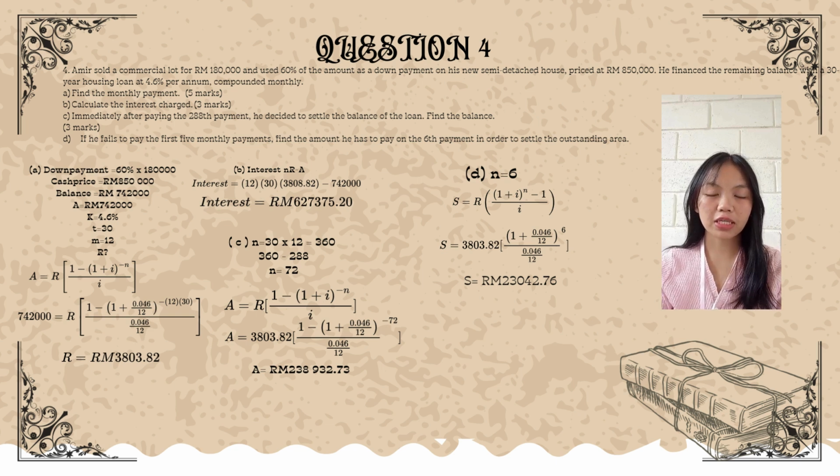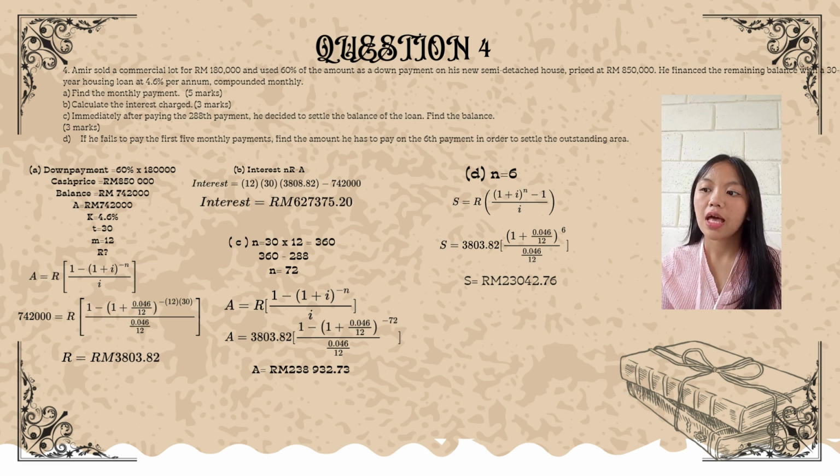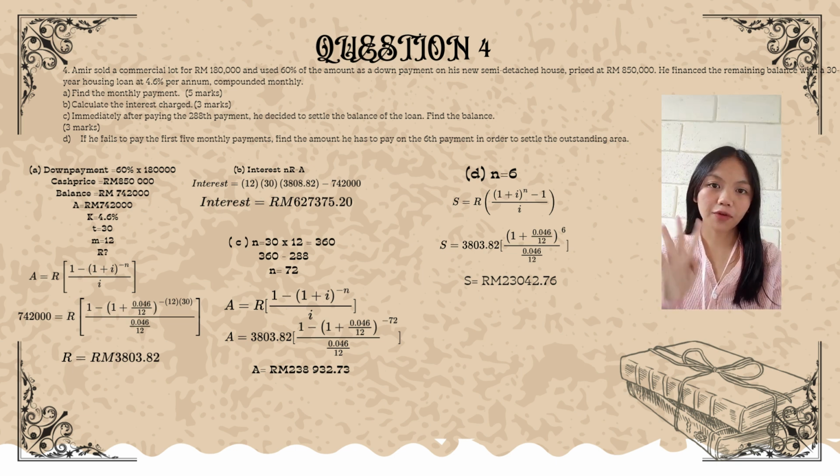The next question is 4B. The first thing you should do in this question is multiply the monthly payment by the total number of payments. Then, subtract the original amount borrowed from the total paid. So, the total interest would be 627,325 and 20 cents.